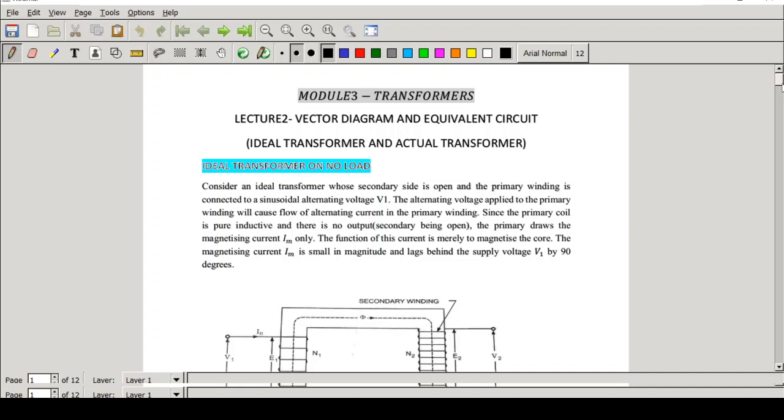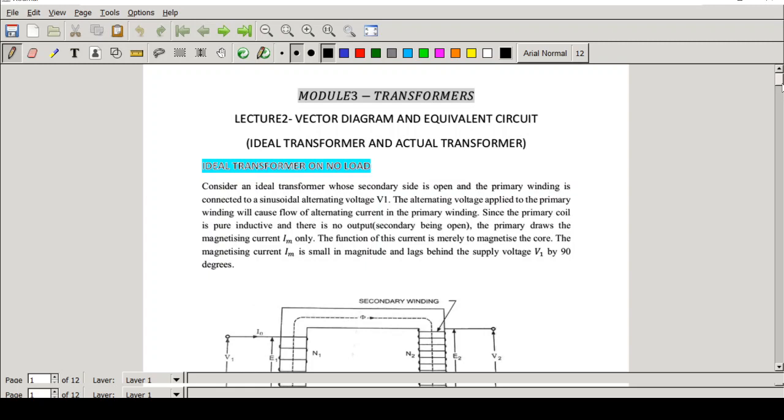Okay, now in this lecture we will discuss the vector diagrams and equivalent circuit of both the ideal transformer as well as the actual transformer. So first, what is this vector diagram? We are learning about an AC machine, so whatever quantities we are learning, we have to consider that they have both magnitude and direction. That you call vector quantities.